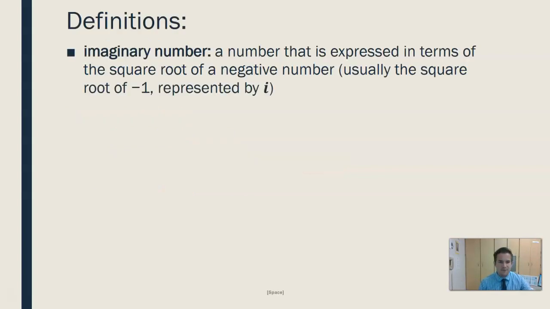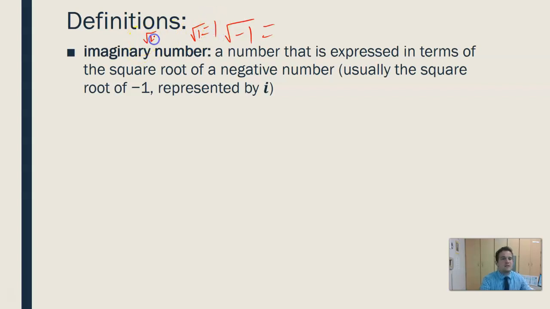So, some definitions for you to remember. An imaginary number is a number that is expressed in terms of the square root of a negative number, usually the square root of -1 represented by i. So if you remember from Math 2 in some of your past experience, when I square root a negative number, I can't do it in the real number line. I can take like the square root of a positive 1. The square root of positive 1 would be 1.